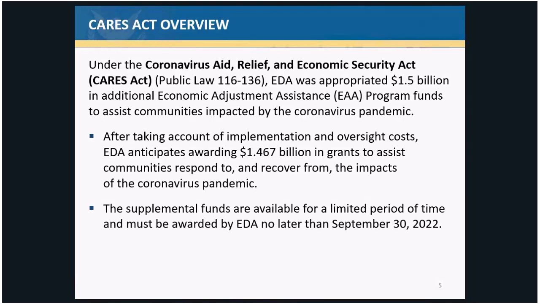The supplemental funds are available for a limited period of time and must be awarded by EDA no later than September 30th, 2022. That's a little different for EDA. Normally, EDA funds don't have a limit on them, but given the urgent and unusual circumstances of the coronavirus pandemic, these funds must be awarded by September 30th, 2022. And in fact, EDA's goal is to award the vast majority of these funds well before that date.